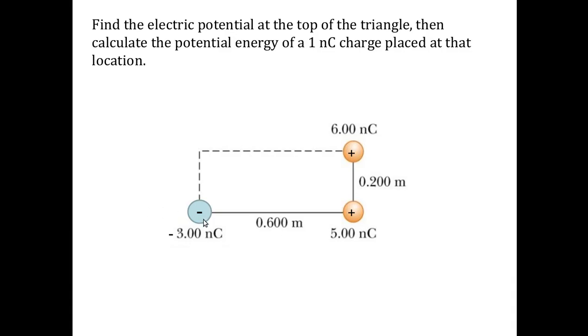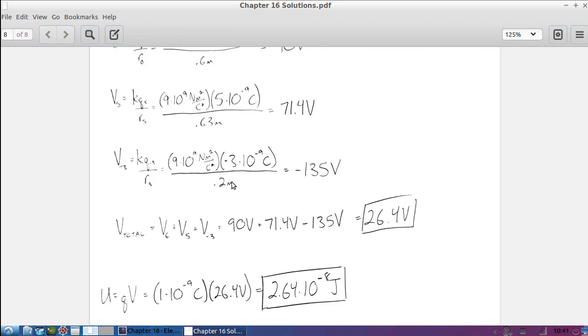Finally, I've got the potential due to the -3 nanocoulomb charge. This charge is 0.2 meters from that location. Alright, so 0.2 meters is the distance I'm using for R3. Plug in K, plug in -3 nanocoulombs. We're dealing with the potential, which is a scalar, but it depends on the sign of the charge. So -3 nanocoulombs, when I calculate this, I get a potential of -135 volts. So I add them up together, 90 plus 71.4 minus 135, and I get a net potential at that location of 26.4 volts.